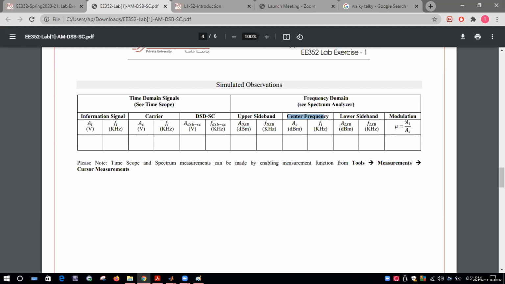The modulation index is given by Am over Ac. Do you have Am here? Do you have Ac here? So can you find the modulation index?